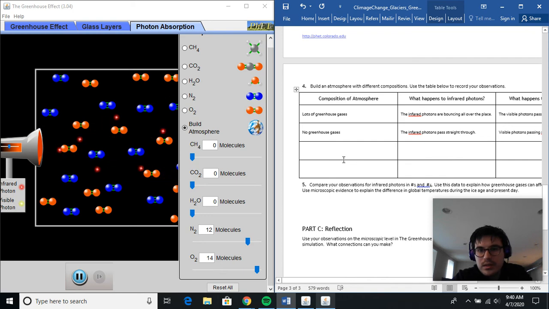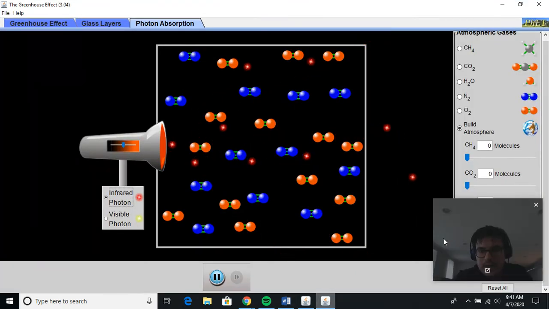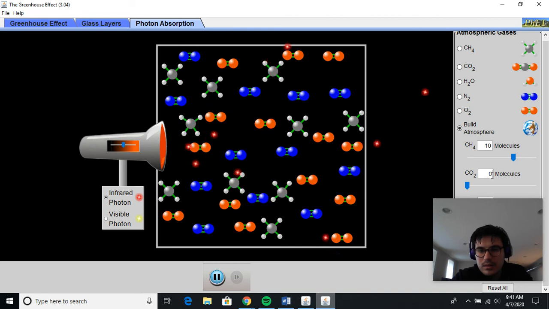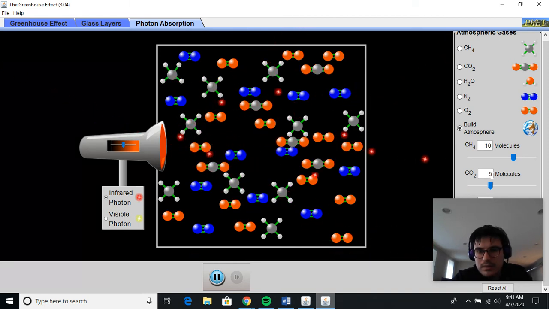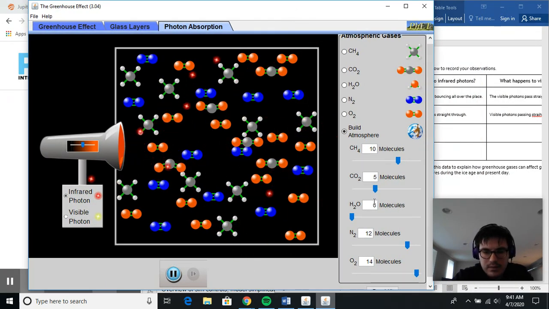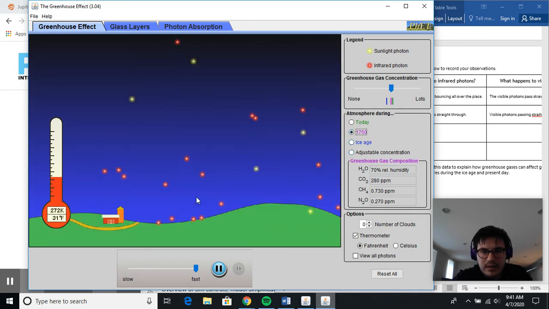So what we want to do, in real life, is balance this out. We want a nice balance between greenhouse gases and non-greenhouse gases, because if we have too many greenhouse gases, which we do right now, the heat will get trapped and it'll be too hot. We want a nice little balance between the infrared photons bouncing off of Earth, bouncing back, and just keeping this nice warm blanket. This is kind of like the ideal.